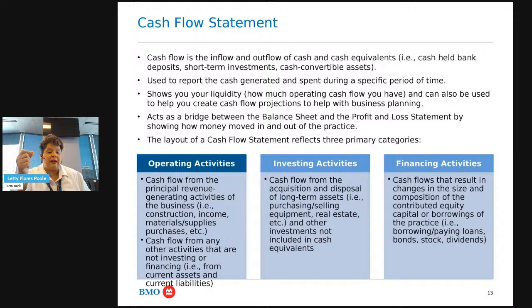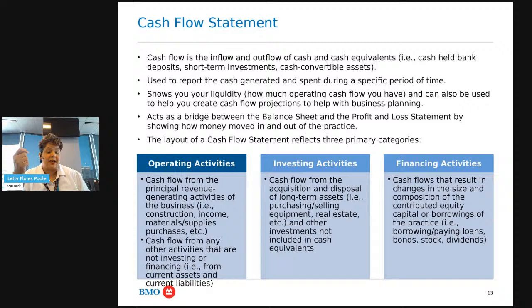The third is our financing activities. Cash flow that results in changes in the size and composition of the contributed equity capital of the borrower. For example, if you have any loans, if you've invested in any bonds, any stocks, any dividends, do you have any investors that you're paying a dividend out to or receiving anything from, i.e. borrowing and paying your loans, right? So financing activities, if you have a loan that you've paid off, or a loan that you've received, right? There are different types of financing activities that include a few of the examples here.